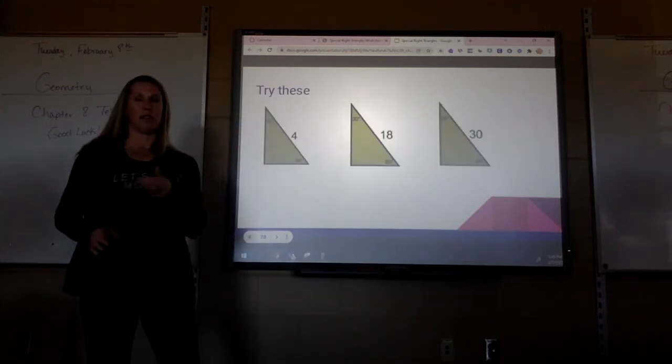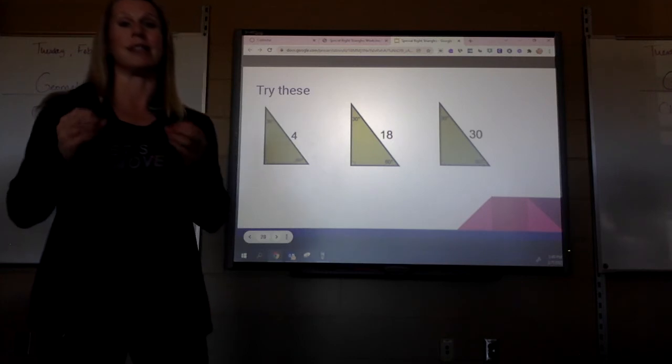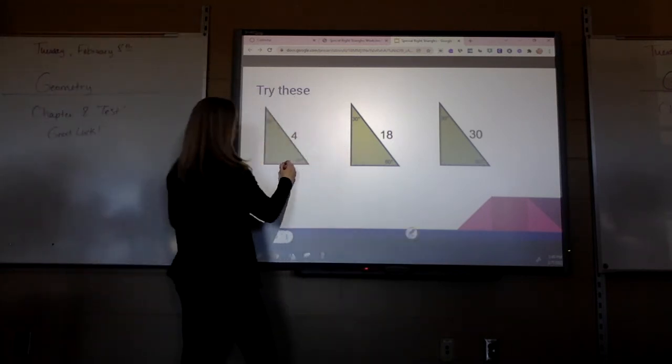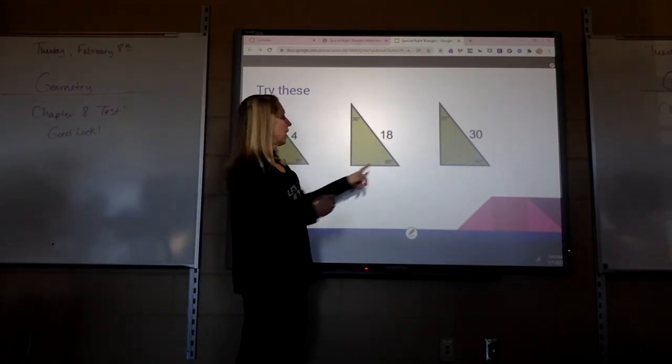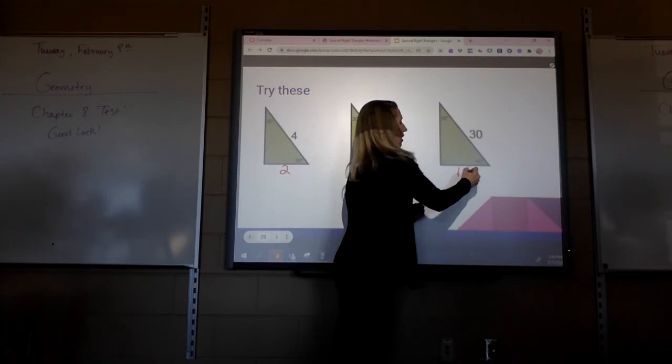Let's try some. On all of these, I know the hypotenuse. So to get the short leg, take the hypotenuse and divide by 2 this time. So 4 divided by 2 is 2. 18 divided by 2 is 9. 30 divided by 2 is 15.